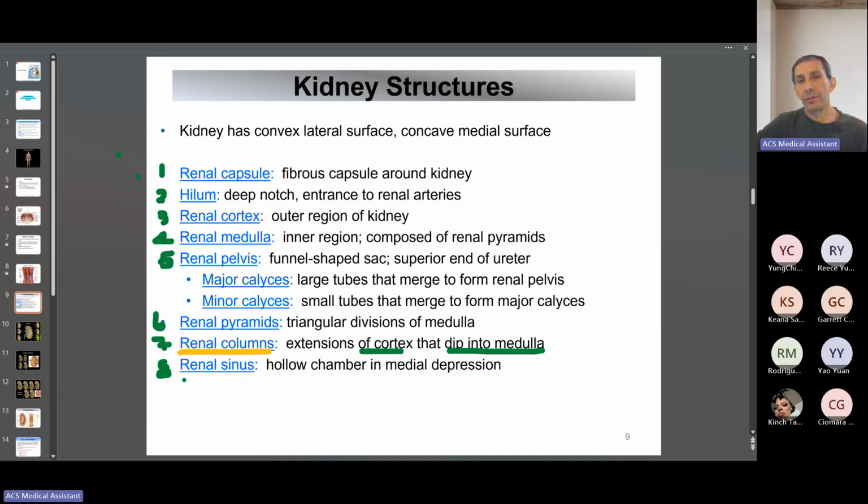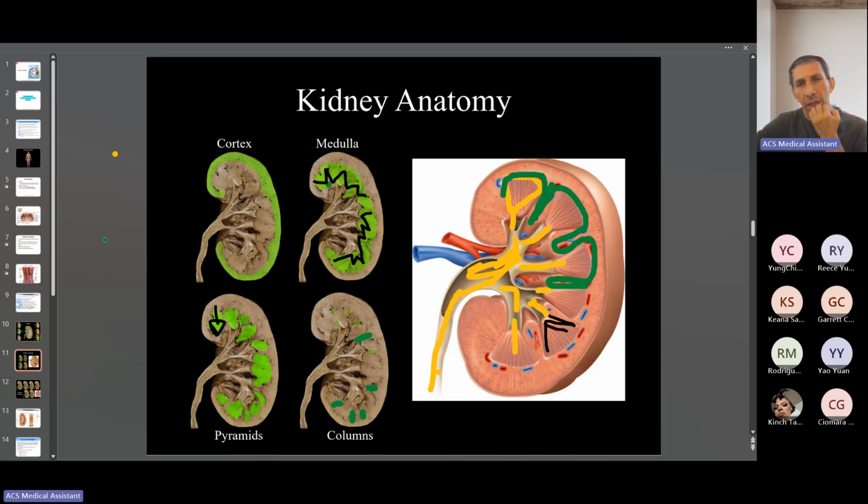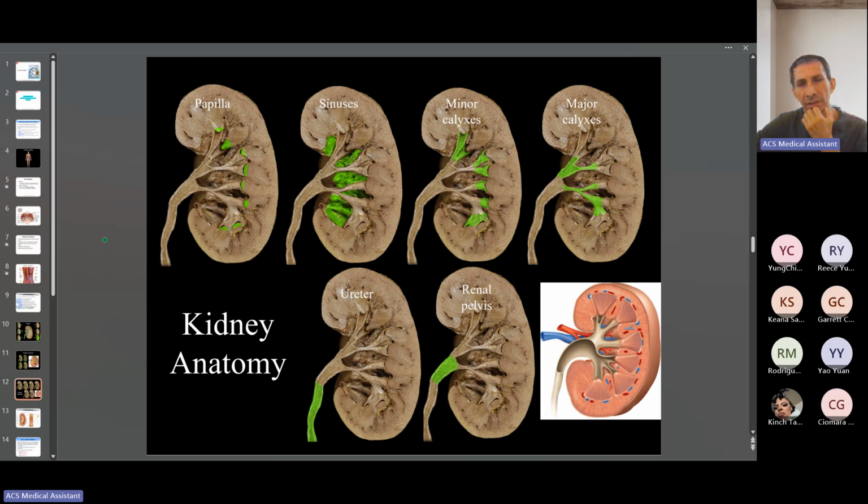So right here, renal sinus, hollow chamber in the middle depression. So this is nothing else than, let me see if I have it here. Renal pelvis, renal vein, renal capsule, renal column, renal pyramids, the ureters, the papilla, the sinuses right here. These spaces in between, see? In between the calyces, the tubes that drain the urine from the pyramids. So that will be the sinuses. Remember, sinuses are spaces.